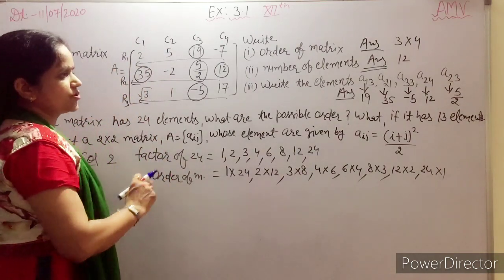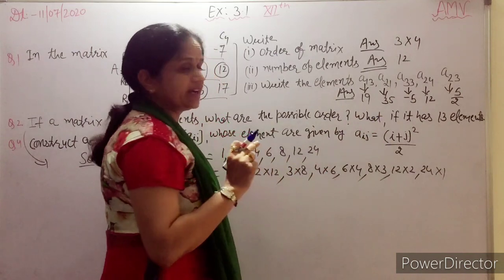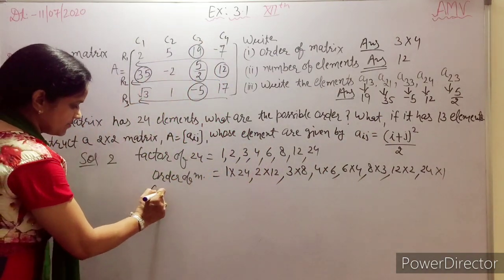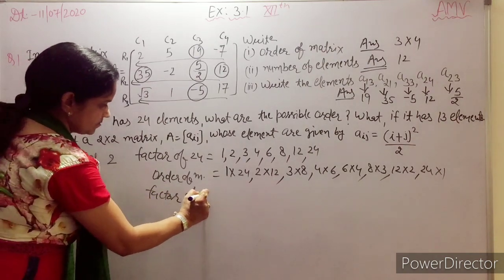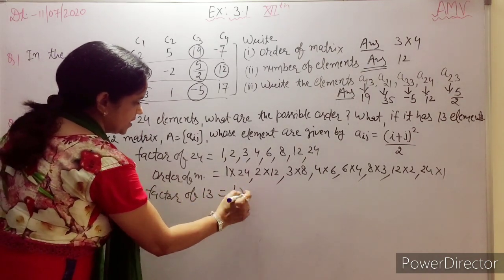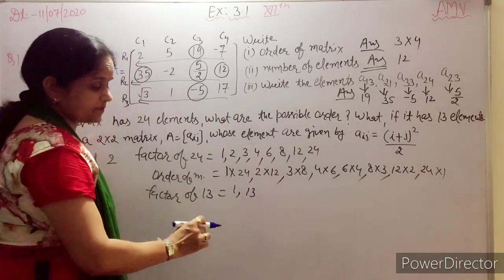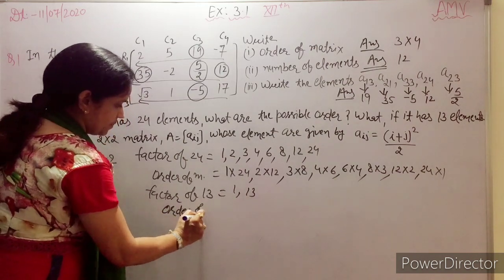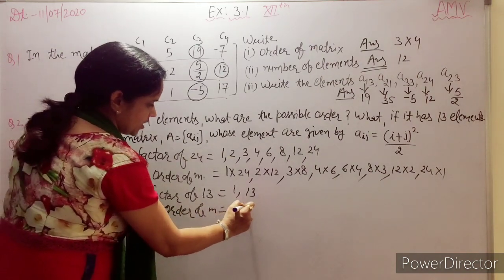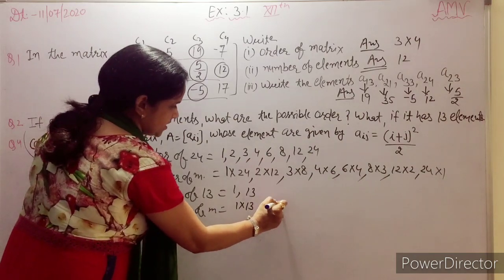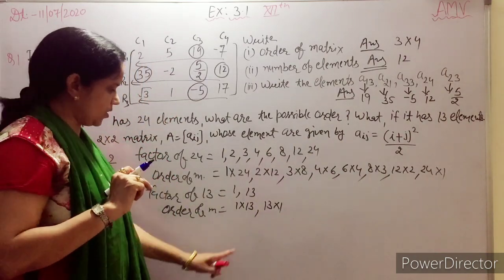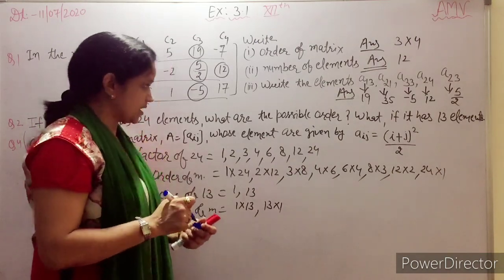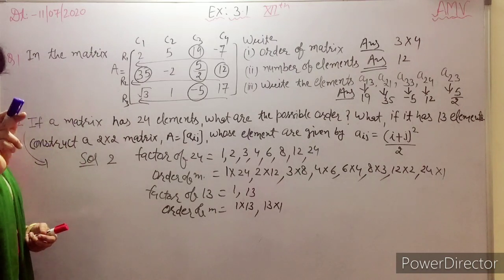The next part of this question is, what if it has 13 elements? Okay, so student, first the factors of 13, 1 and 13 only. 13 is a prime number, so the order of the matrix is 1 by 13 and 13 by 1. Okay, only 2 matrices are possible. Okay, now move to the next question.